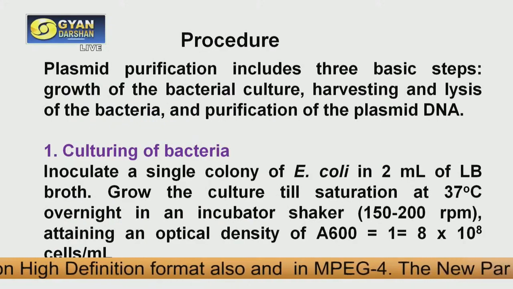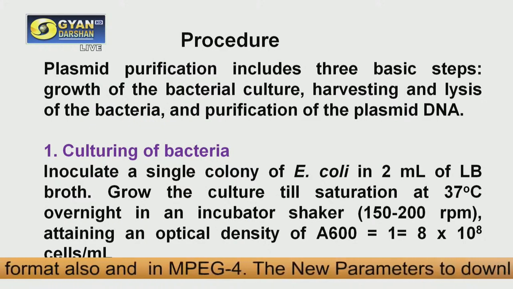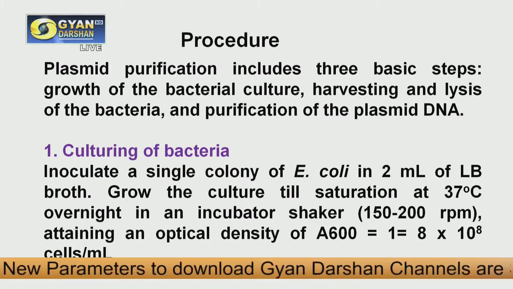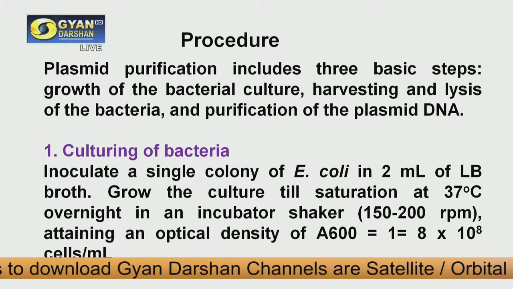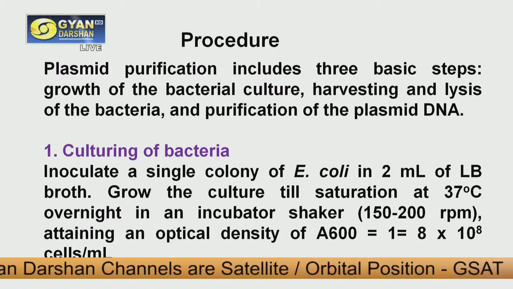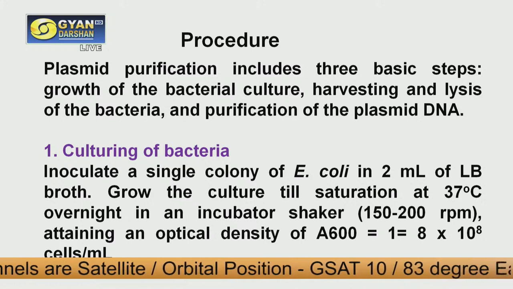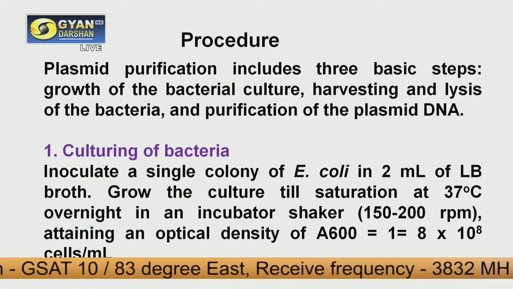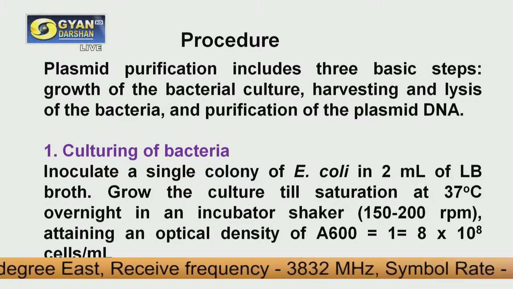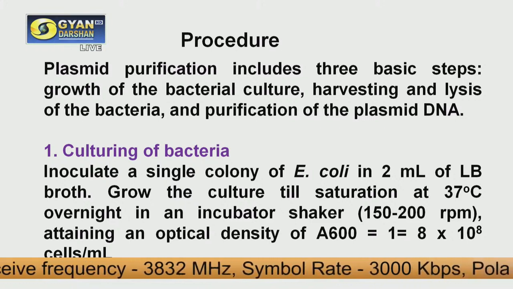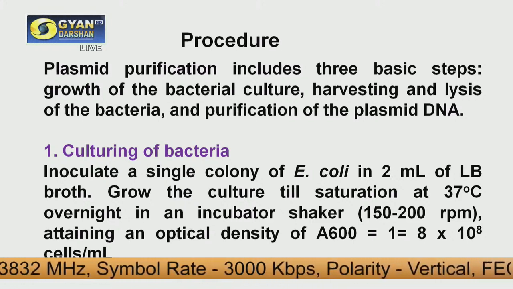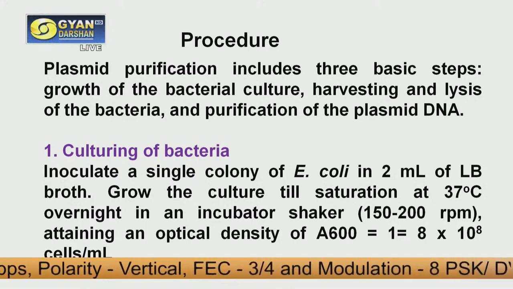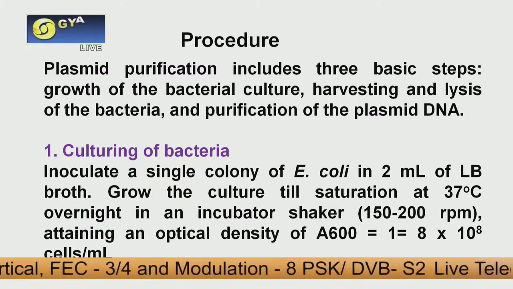Now, the procedure. How will you do the experiment stepwise? As I said, you take the bacterial culture in the Eppendorf tube, centrifuge it, and you get the bacterial pellet. The first step is to inoculate a single colony of E. coli in 2 ml of Luria-Bertani broth. You need this liquid medium, Luria-Bertani liquid medium. Grow the culture till saturation at 37 degrees centigrade, until the optical density is reached. How will you measure this optical density? You will measure it in a spectrophotometer. I will come to the spectrophotometer in my third experiment.